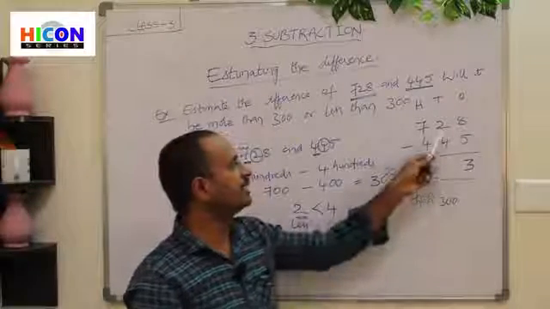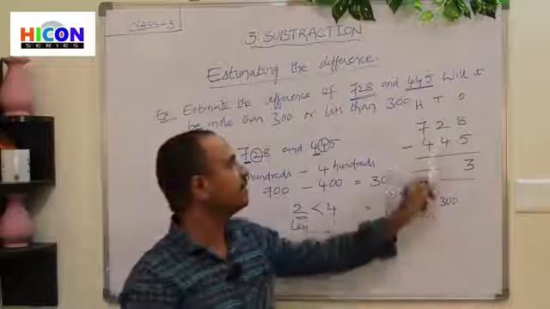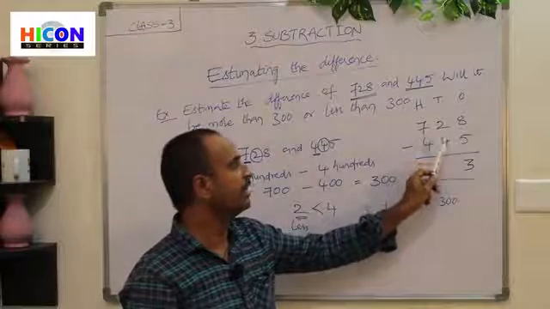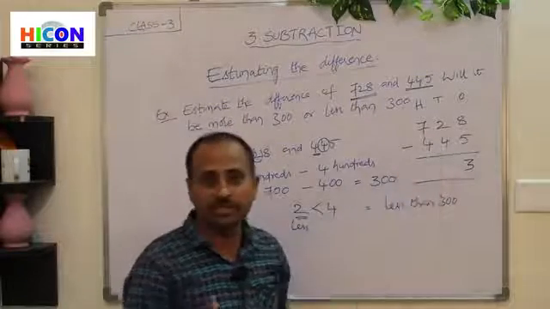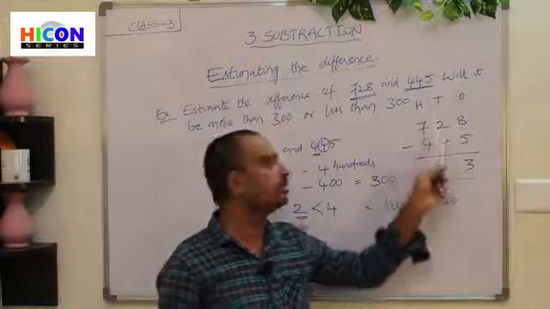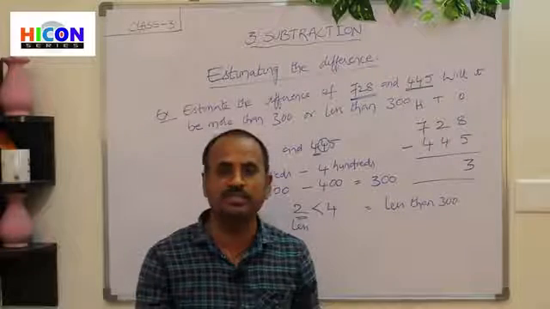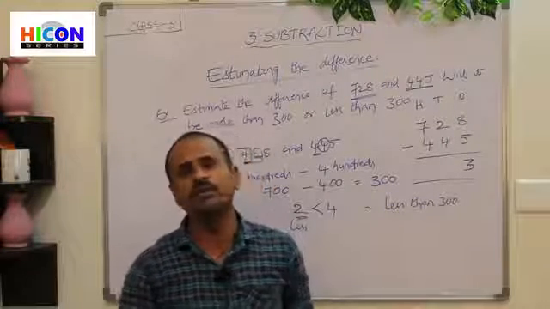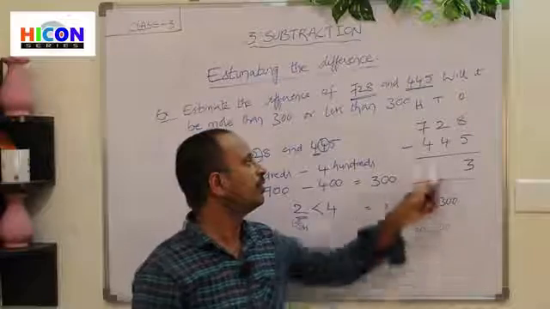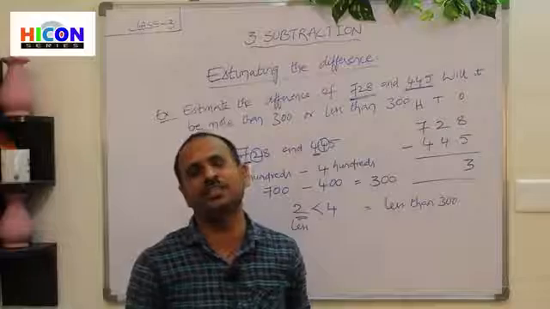What are the digits present in tens place? 2 and 4 are present in tens place. What is the first one? 2. And what is the second number? 4. We cannot subtract 4 from 2 because 2 is the smaller number and 4 is the greater number. We cannot subtract the greater number from the smaller number. Now what do we have to do? We have to borrow from its next place. That means we have to regroup its next place.